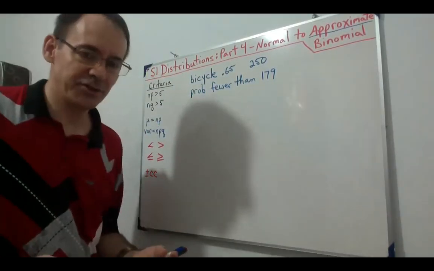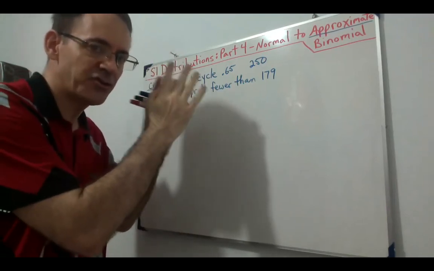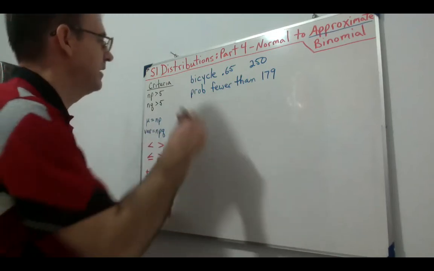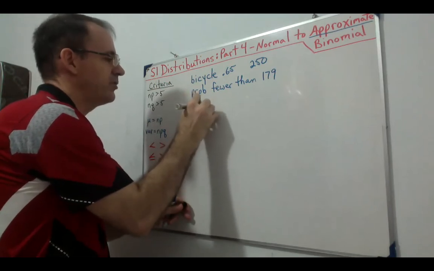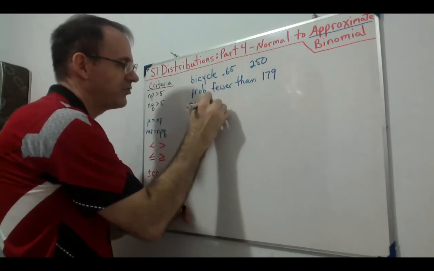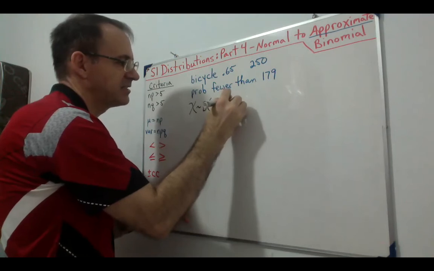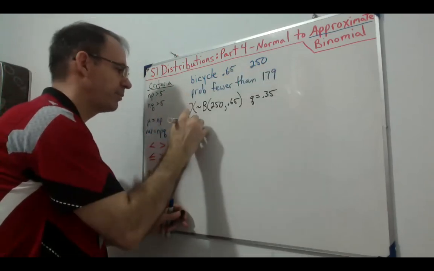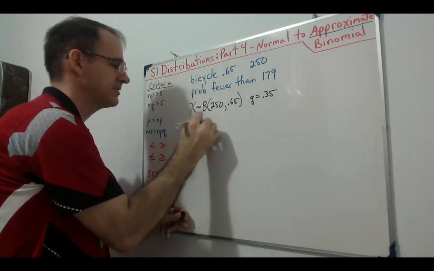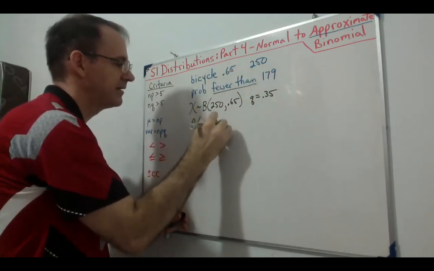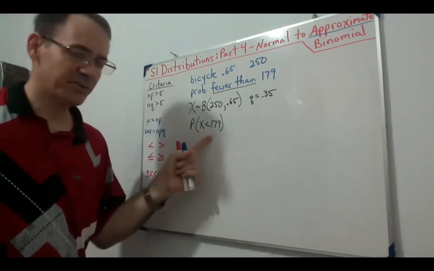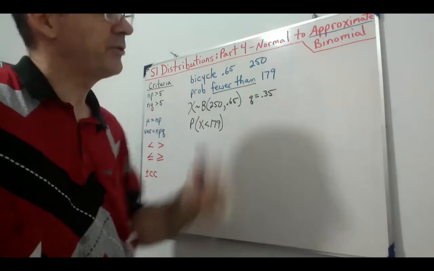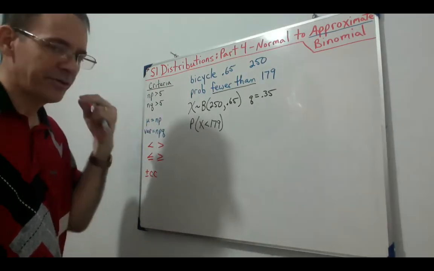The first thing we want to do, because the information started discrete, is set up our notation with the original binomial parameters. So we say X is distributed binomially with n equal to 250, our probability of success is 0.65, which means our failure is 0.35. And we set up our probability statement: the probability that X is fewer than 179. As we look at this, that's too many calculations to use the binomial formula. So we're going to use the normal to approximate, but you need to think your way slowly through it.